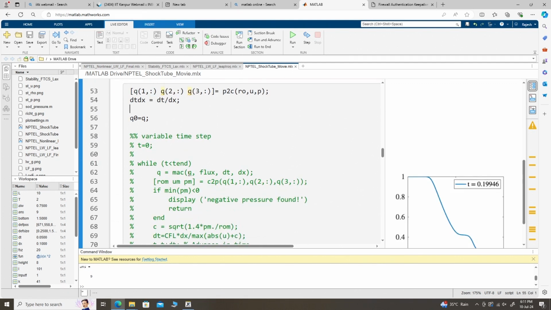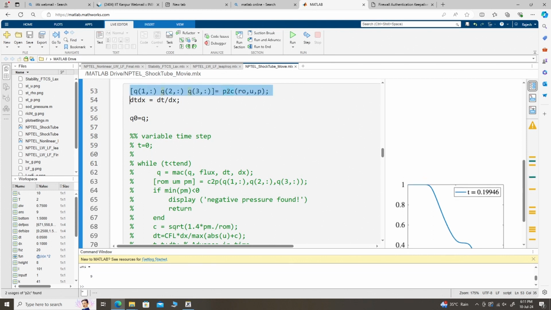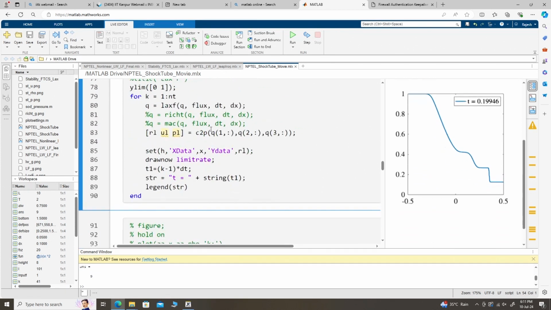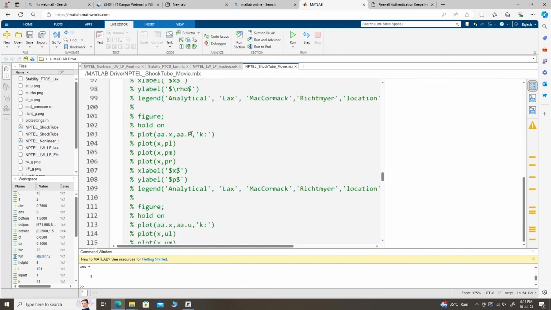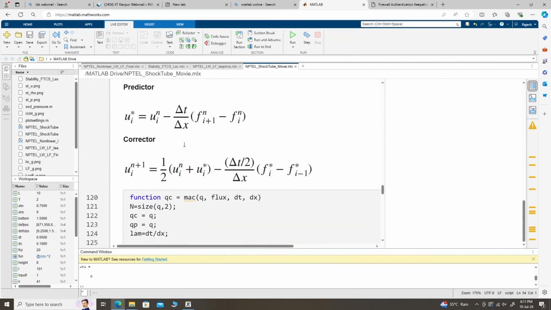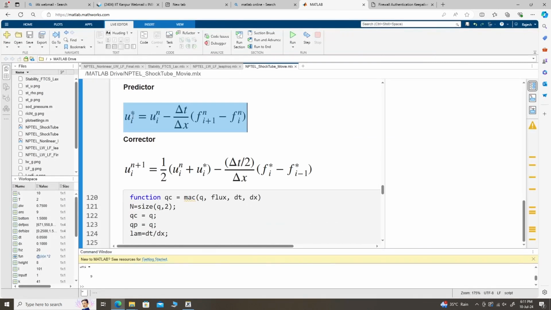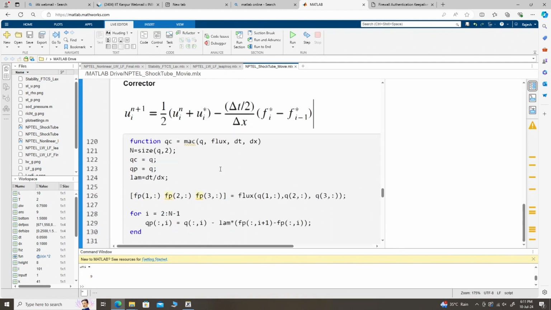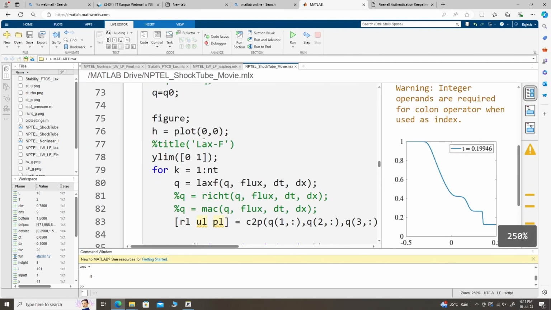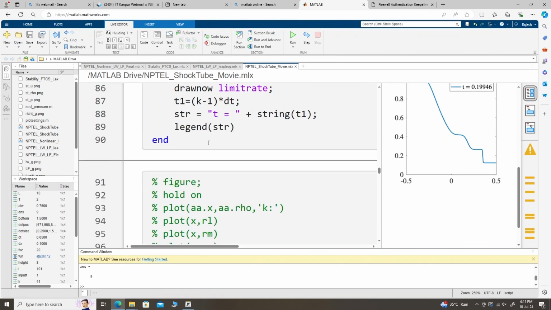From this rho, u and p, you can calculate the variables q1, q2, q3. This is what it does, p to c. And I will show you the schemes here also. So, the McCormack scheme. Now you have f here on the right hand side. So, this is a predictor step. Calculate the value of u star. From the u star, I calculate the f star, and use the value of f star here. This is a predictor corrector. This is what I am doing here.